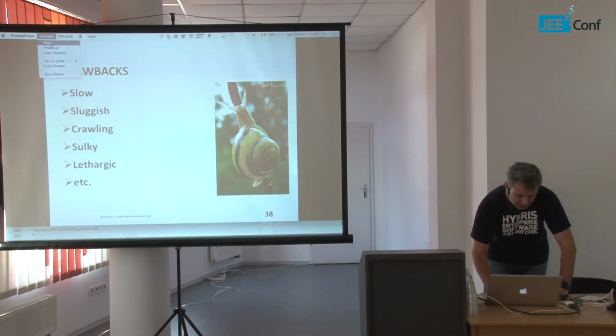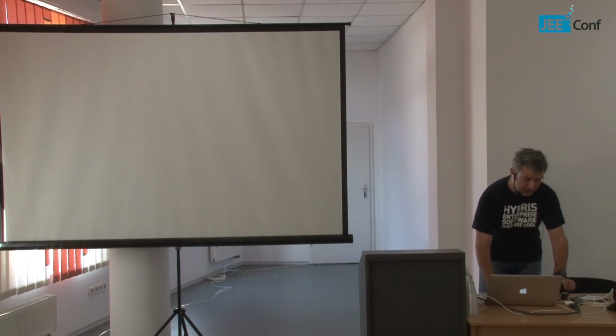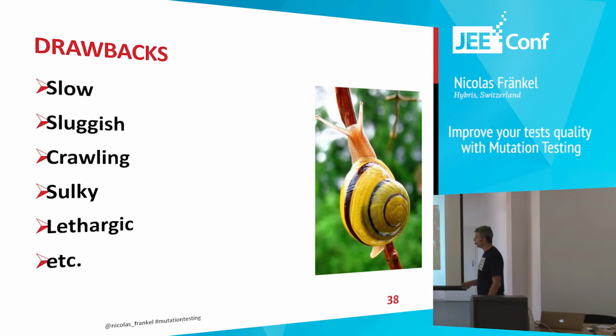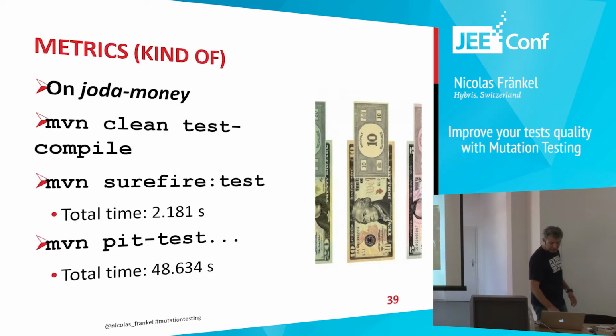So what are the drawbacks of this kind of stuff? Basically, what we have seen is that it's very, very, very slow. Like it's sluggish, crawling. I don't know any more synonyms. But it's very slow. And I've done some kind of metrics. So on Joda Money, when I did my clean test compile, so I removed everything from target, and I test compile everything, okay? And then I changed two things. I only fired the Surefire plugin, so only the phase which is executing the tests, not the compiling before, and the PIT test. And by doing Surefire, it took me 2 seconds, and by doing PIT test, it took me about 25 more, which is a very huge factor. So 1 order of magnitude.